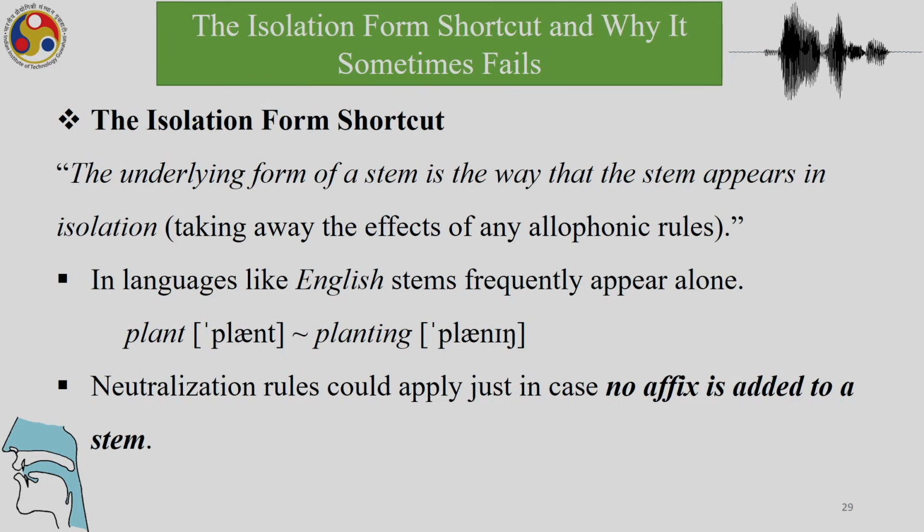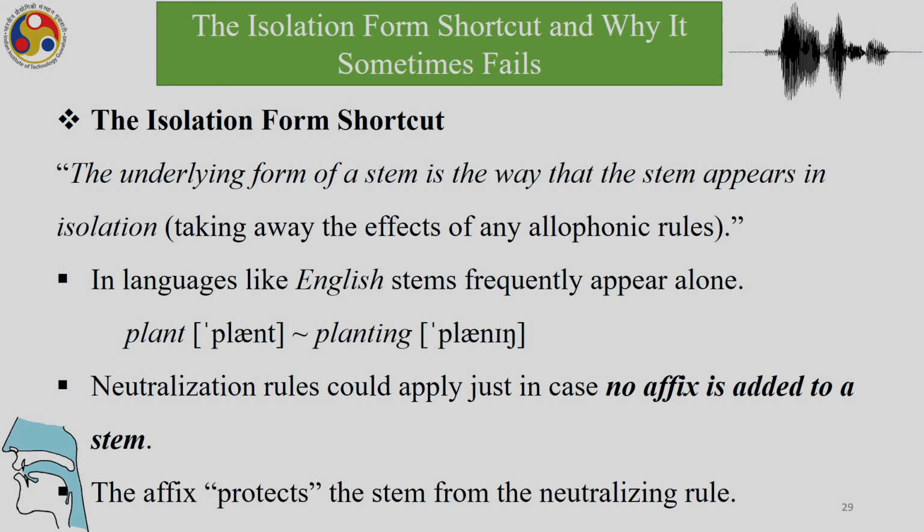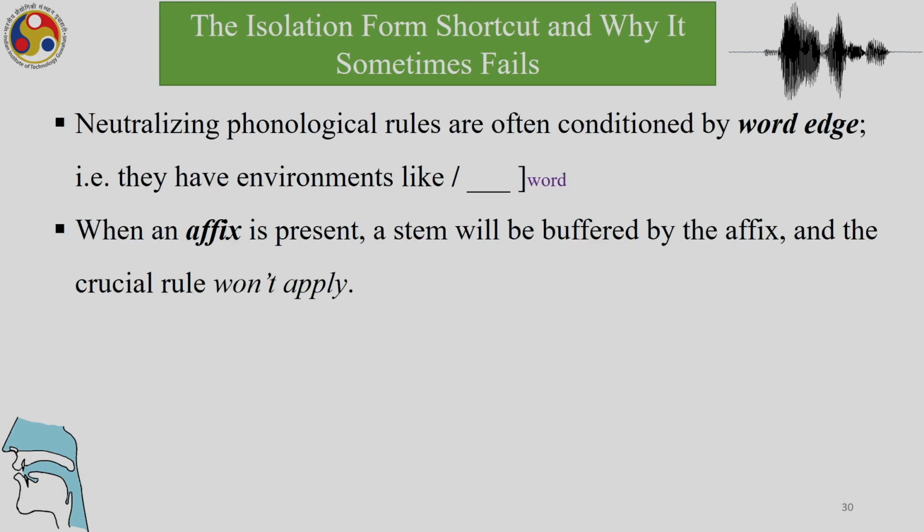Neutralization rules could apply just in case no affix is added to a stem. So the isolation form, that is here the plant, is occurring with its underlying form. But when we have affixes added, then we can have what's happened here to planting. So the affix protects the rule from the neutralizing rule. So neutralizing phonological rules are often conditioned by the word edge, that is they have environments like word boundary. And when an affix is present, a stem will be buffered by the affix and the crucial rule won't apply.